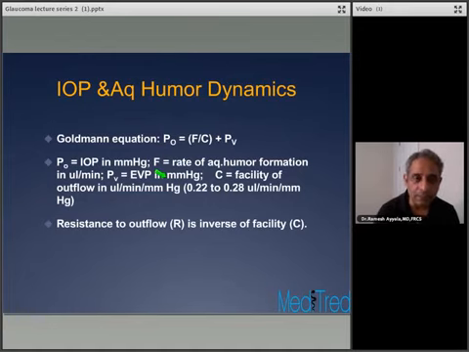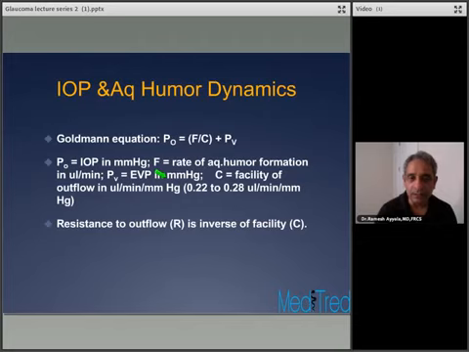The Goldmann equation states that P0 is equal to F divided by C plus PV, as we all know. P0 here is intraocular pressure in millimeters of mercury. F is the rate of aqueous humor formation in microliters per minute. PV is the episcleral venous pressure in millimeters of mercury. C is the facility of outflow in microliters per minute per millimeter of mercury.